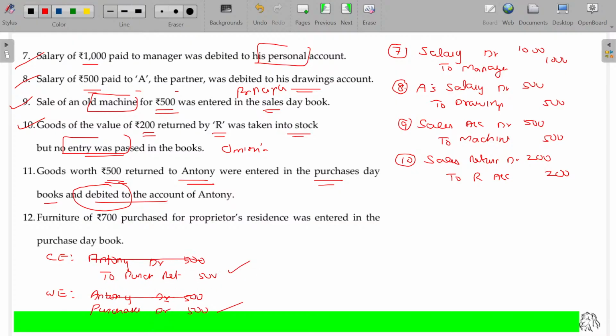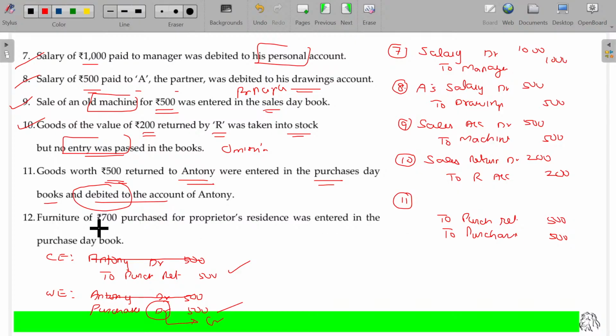Correct entry should be passed and wrong entry should be reversed. Then the entry for the 11th one: to purchase return, to purchases. This one 500, this one also 500.